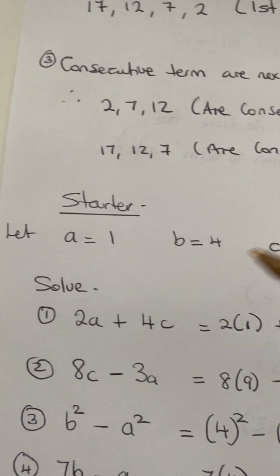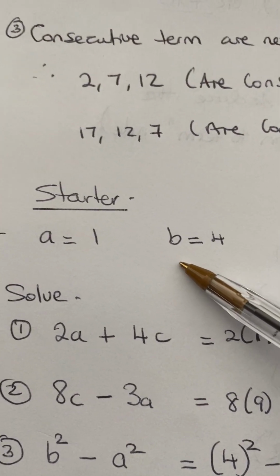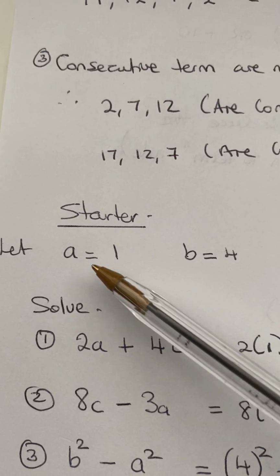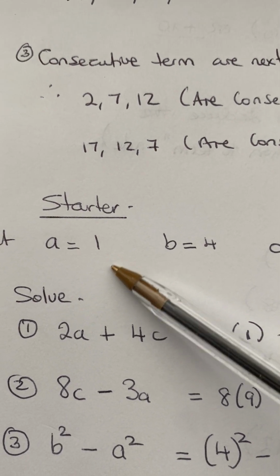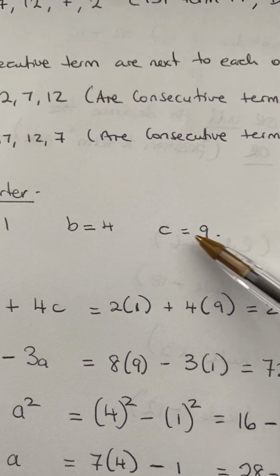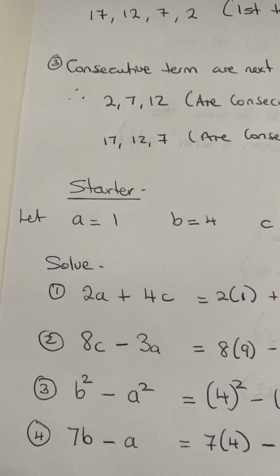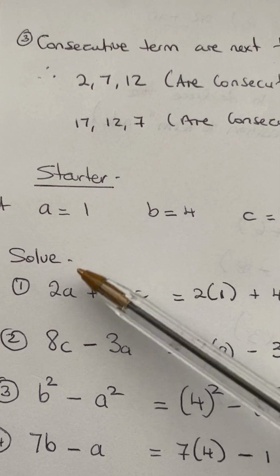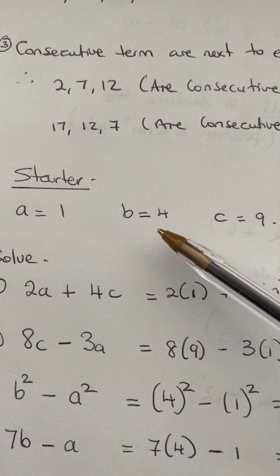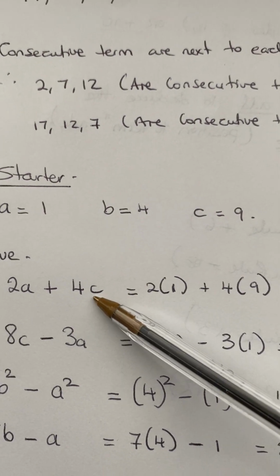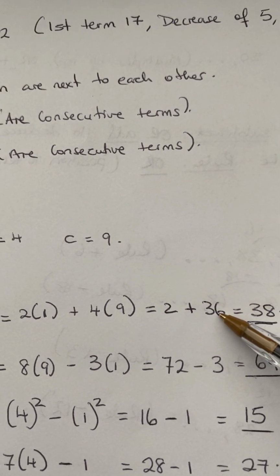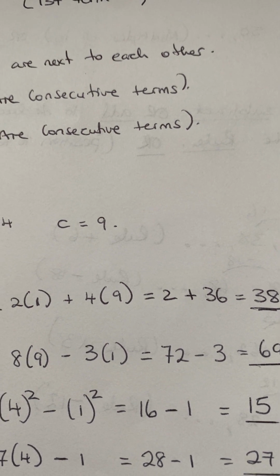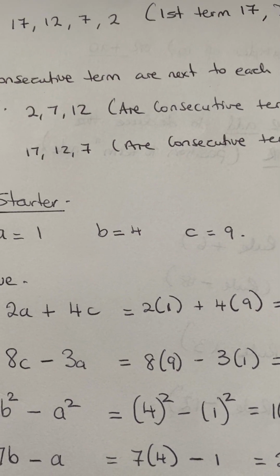Now, our starter for today, because we have a lot to do, I just wanted to bring in something simple. Let A equals 1, B equals 4, C equals 9. Now, what is 2A add 4C? So, A is 1. So, 2 times 1 is 2. C is 9. So 4 times C is 36. So 2 add 36 is 38. So this is a way of substitution.